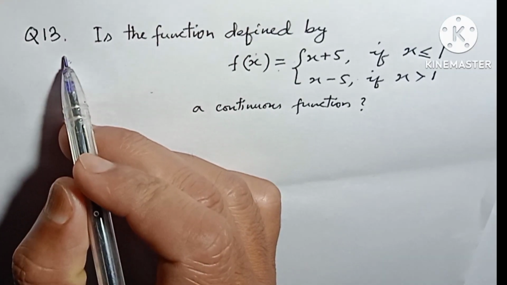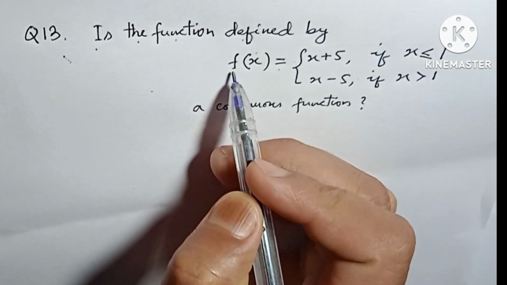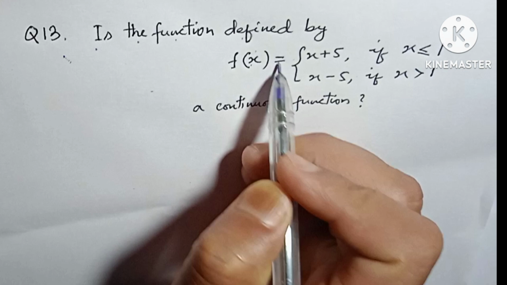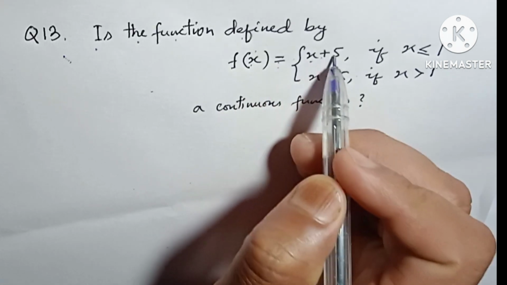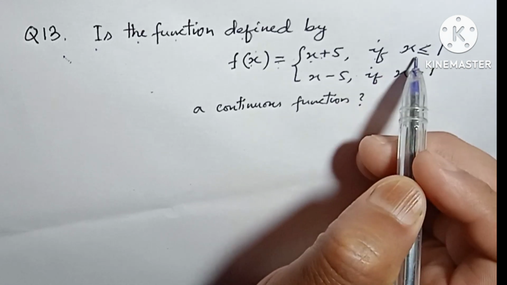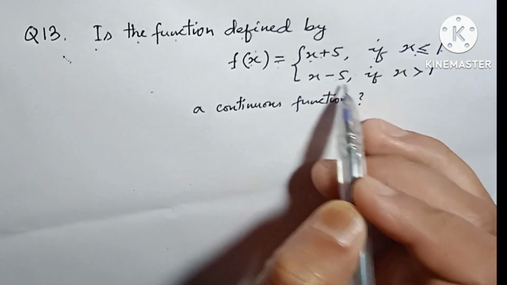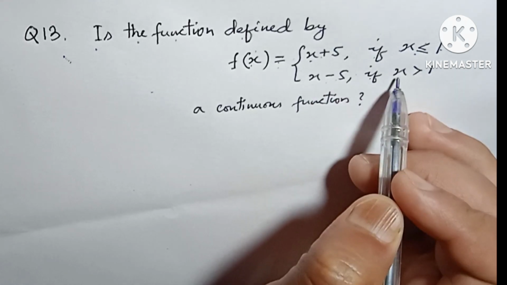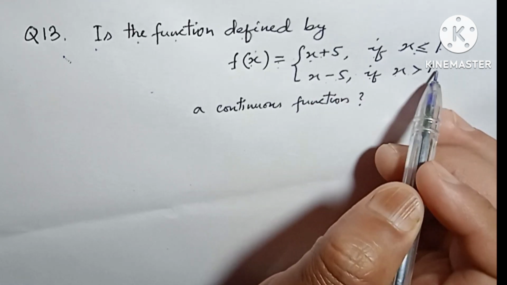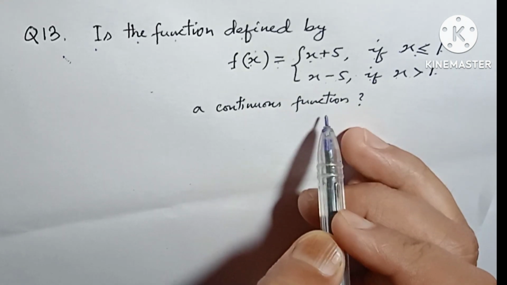Question number 13: the function defined by f of x equal to x plus 5, if x is less than or equal to 1; x minus 5, if x is greater than 1. To check if it is a continuous function.